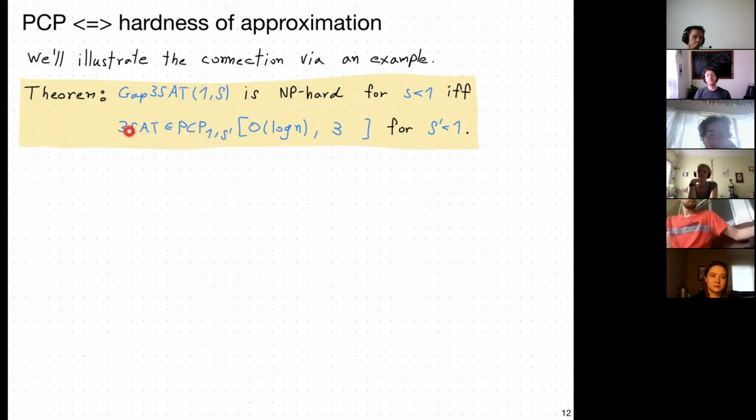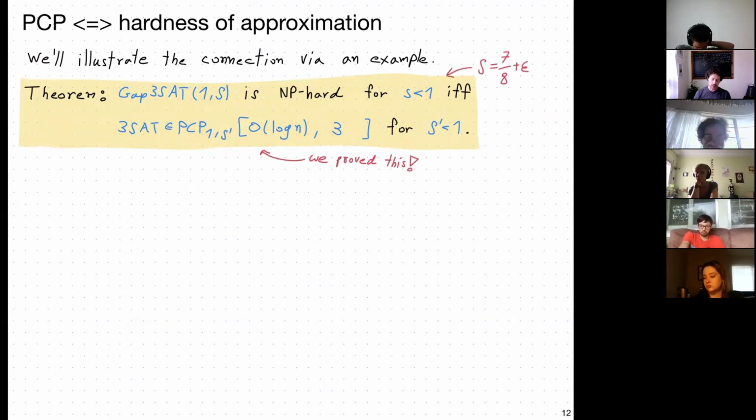if and only if 3-SAT has a PCP with logarithmically many random bits, which will mean polynomial size in turn, and 3 queries for some soundness parameter: perfect completeness, and soundness parameter S prime. Just to clarify, we saw that we can always get a 7/8 approximation. So this problem, gap 3-SAT of 1 versus 7/8, is trivial. So there would be some epsilon that makes this bounded away: it would be 1 versus 7/8 plus epsilon, a small constant.